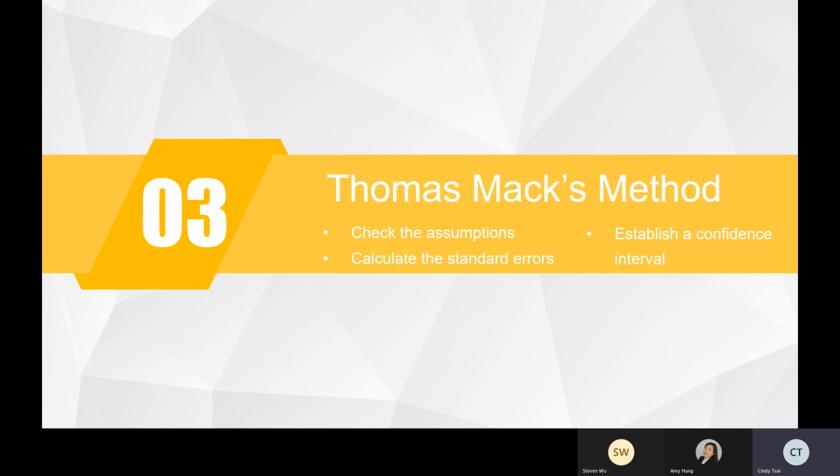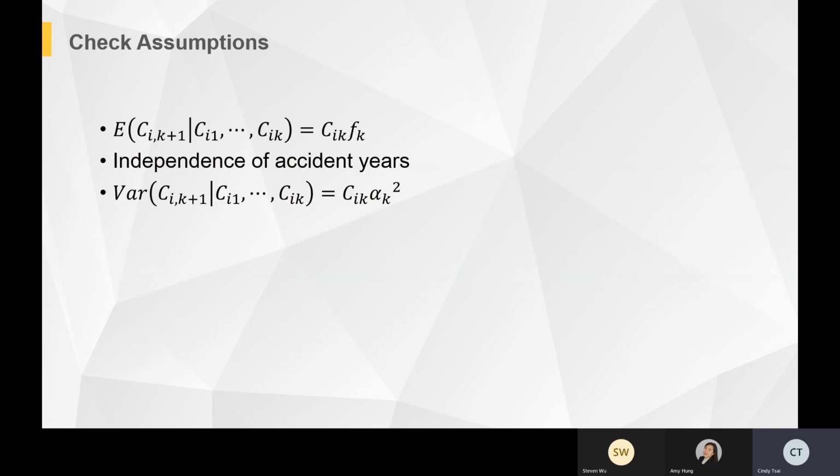Thomas' method has 3 steps: check the assumptions, calculate the standard errors, and establish a confidence interval. Let's see how he derived and used them. There are 3 assumptions he found in the chain ladder method: expectation, independence, and variance.